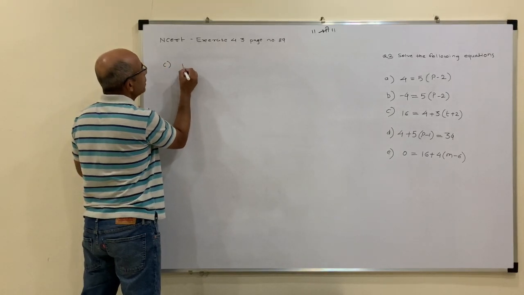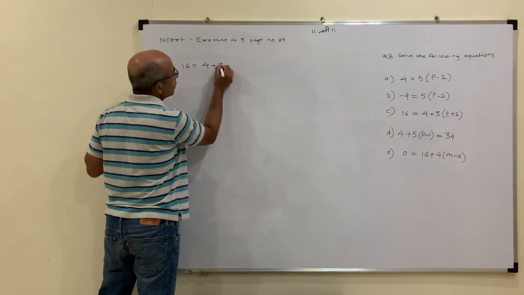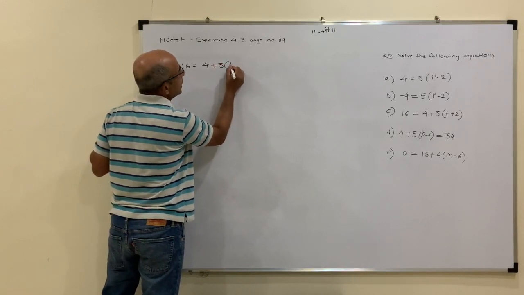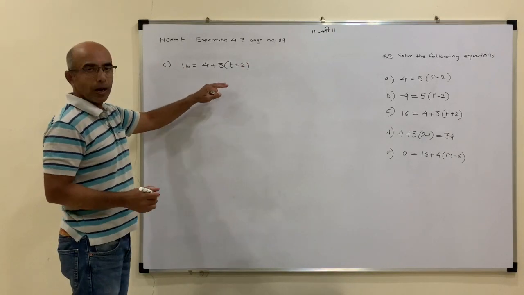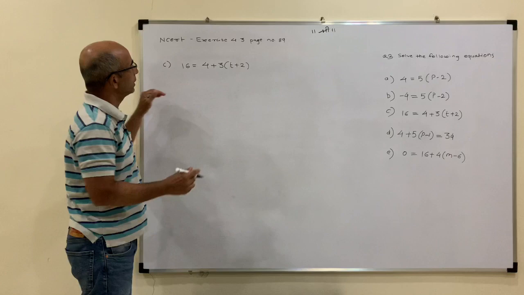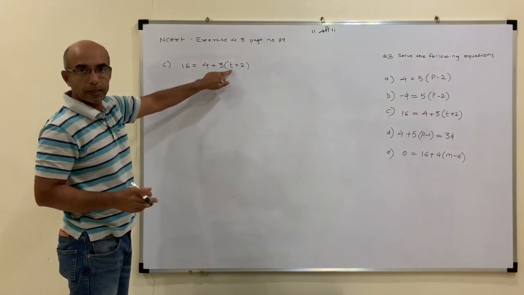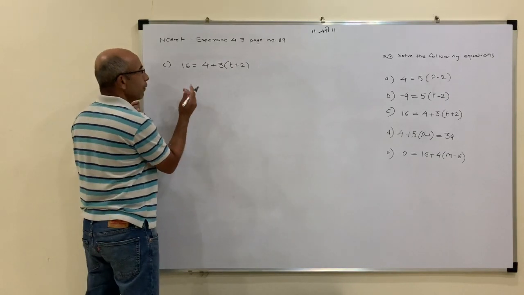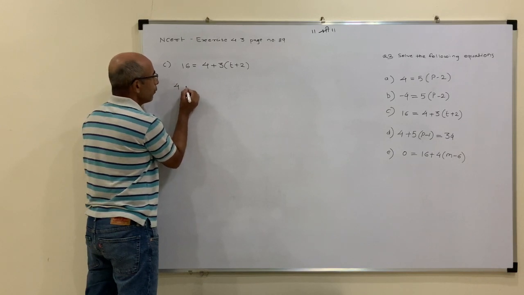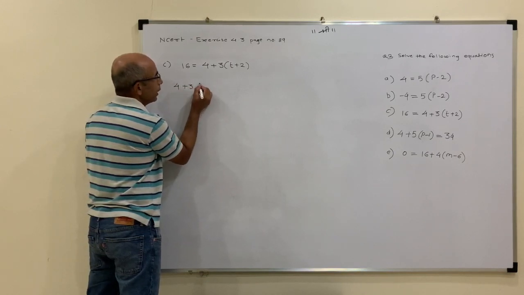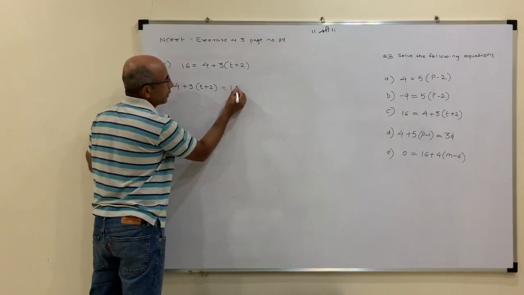Equals to 4 plus 3 into t plus 2. Now I'll be again moving this right hand side. I'll be swapping the sides since I need to find the value of t and I want t to be on my left hand side. So I rewrite the problem: 4 plus 3 into t plus 2 equals to 16.